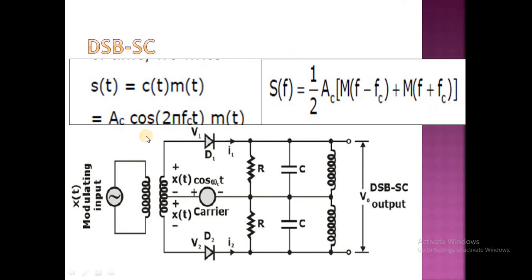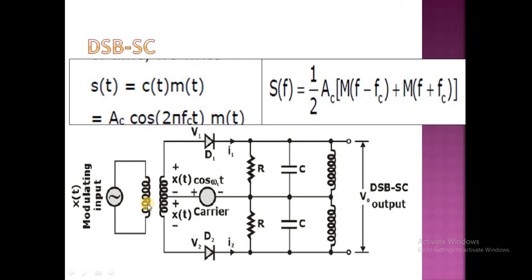And DSB-SC equation: this is the time domain representation, and this is the frequency domain representation. In time domain representation, s(t) = c(t) × m(t). So the formula is Ac cos(2π fc t) × m(t), where m(t) is the message signal and c(t) means carrier. If you convert into frequency domain, just take the Fourier transform. So S(f) = half × Ac × [M(f − fc) + M(f + fc)]. Okay.